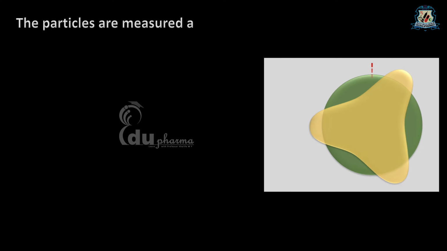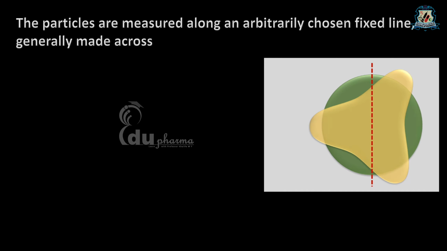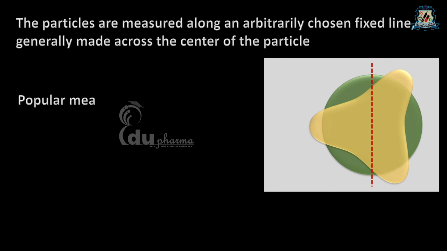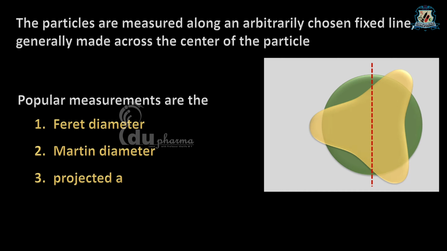As we know, particles are non-spherical most of the time. The equivalent diameters must be considered for the size measurement. The particles are measured along an arbitrarily chosen fixed line, generally made across the center of the particle, and the diameters are observed by some popular measurements. This includes Faraday's diameter, Martin's diameter, and projected area diameter.